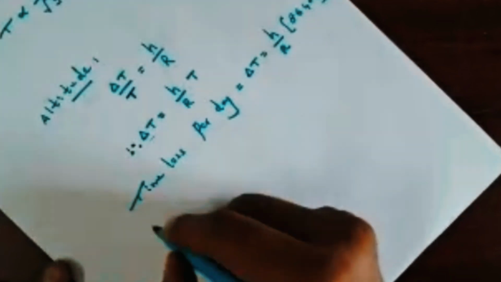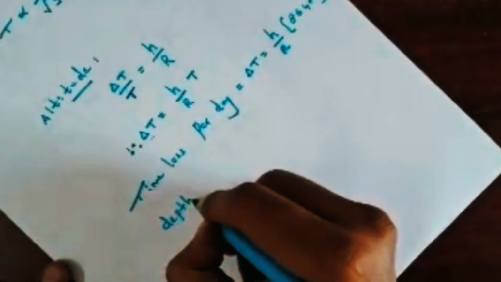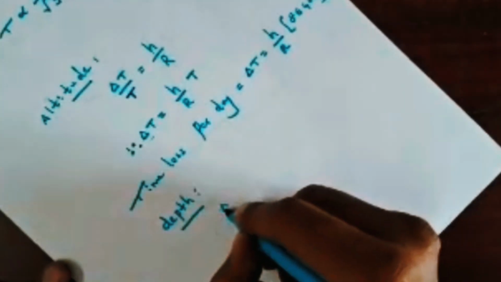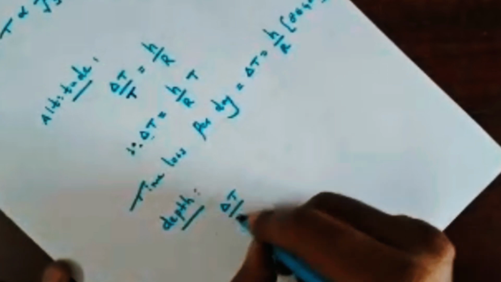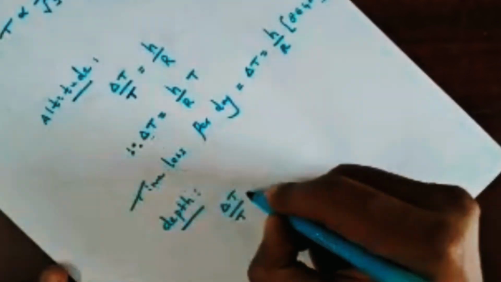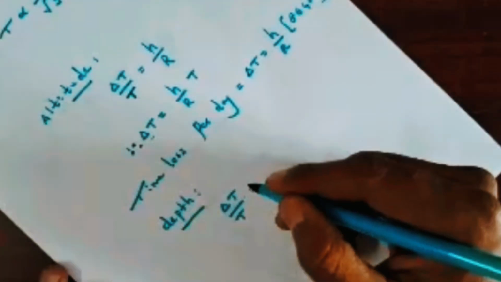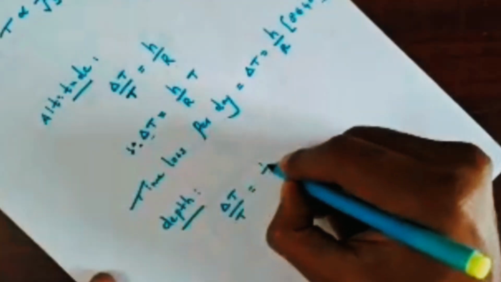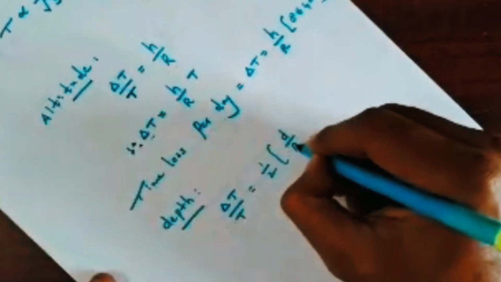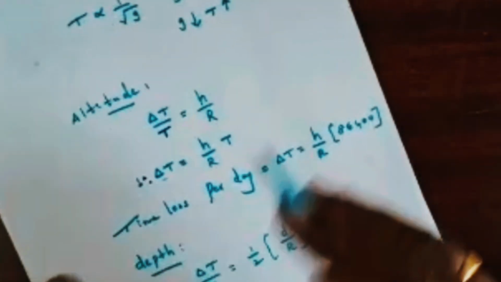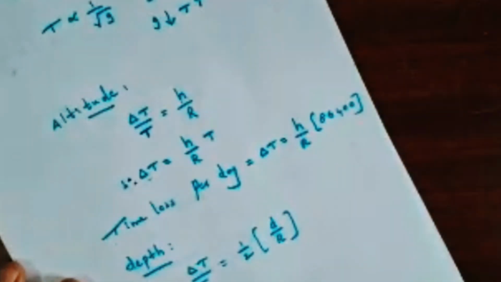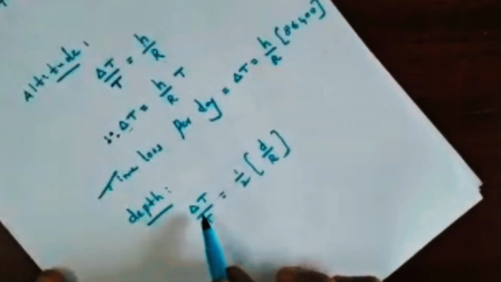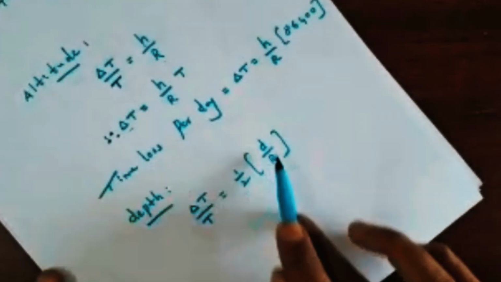Okay, in the same way, if you take into the depth, so what is the fraction of time period changes? This delta T by T represents the fraction of time period. That is equal to, how come we consider that? That is nothing but 1 by 2 into D by R. Just remember, related to the altitude, just H by R. Whereas in case of the depth, delta capital T by capital T is equal to 1 by 2 into D by R.